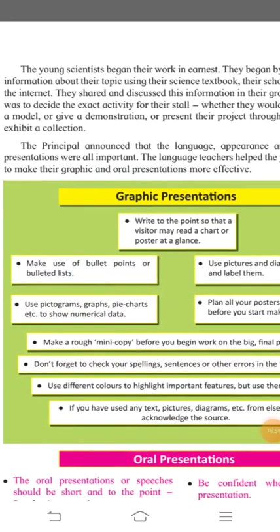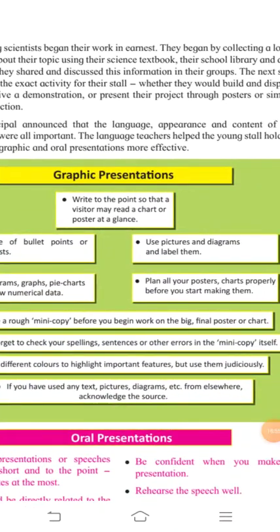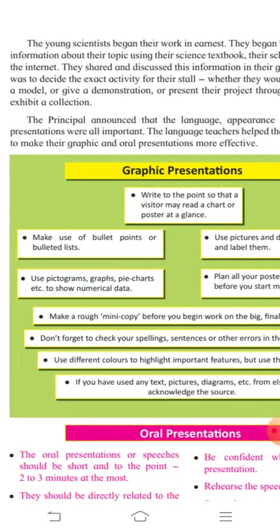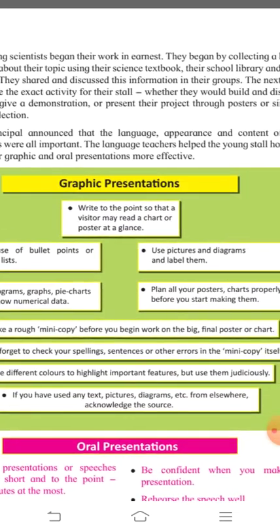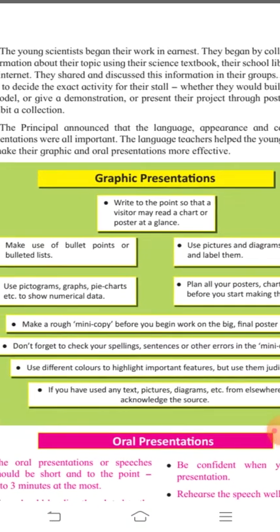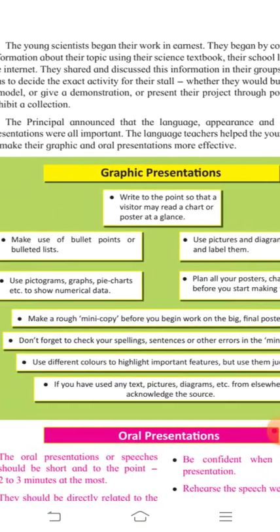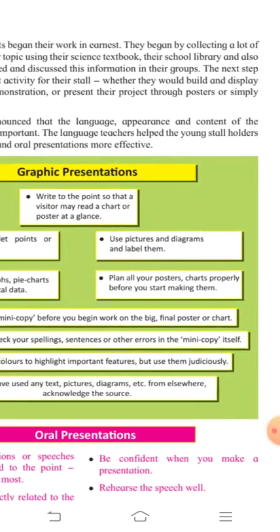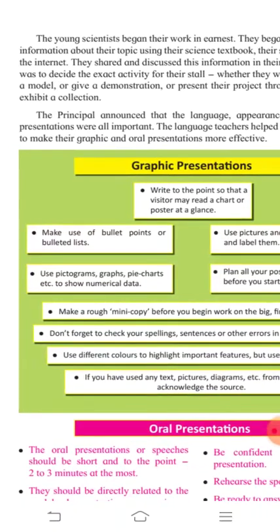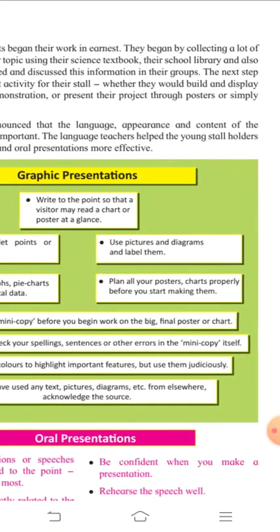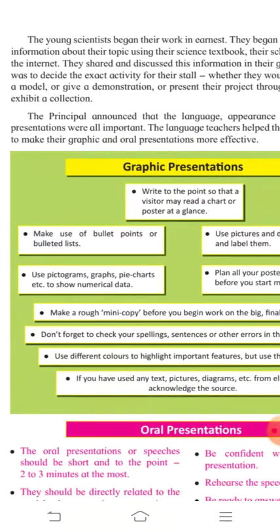The young scientists began their work in earnest. They began by collecting a lot of information about the topic using their science textbook, their school library, and also the internet. They shared and discussed this information in their groups. The next step was to decide the exact activity for their stall, whether they would build and display a model, or give a demonstration, or present their project through posters, or simply exhibit a collection. Now, let's learn about this paragraph.